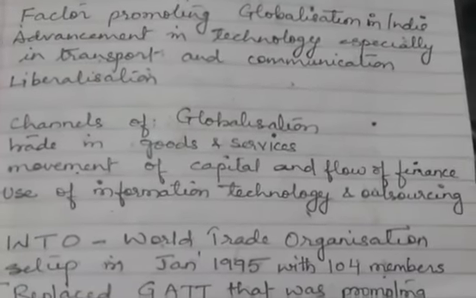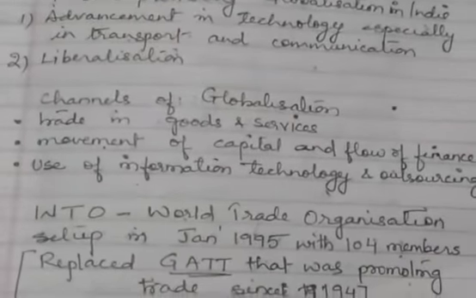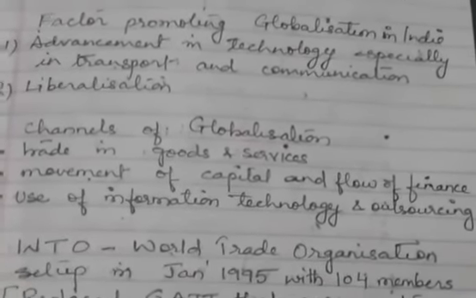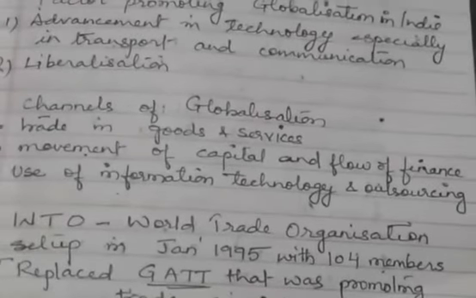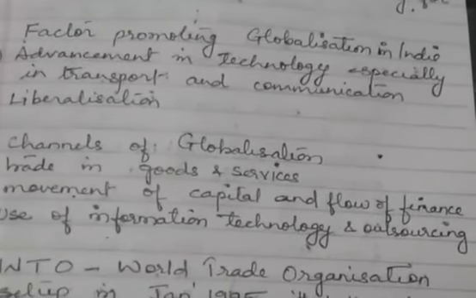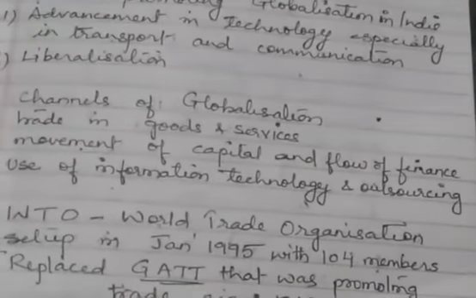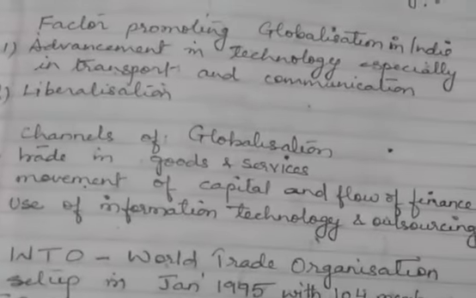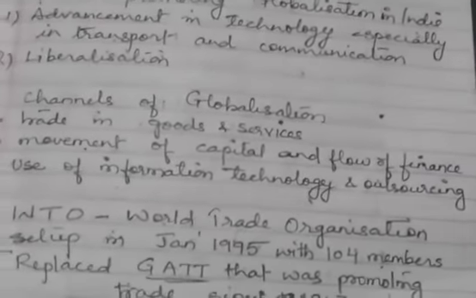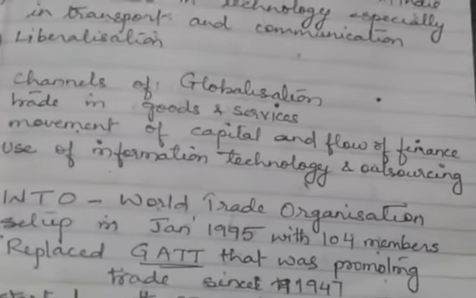And use of information technology and outsourcing. India was a very good source of skilled and cheap labor that attracted many MNCs to outsource their services to the Indian people, and that became one of the reasons for more and more globalization, and that was a very interesting and important way of getting into globalization. BPO, you must have heard. BPO, business processing centers. So that was very much in demand at that time.